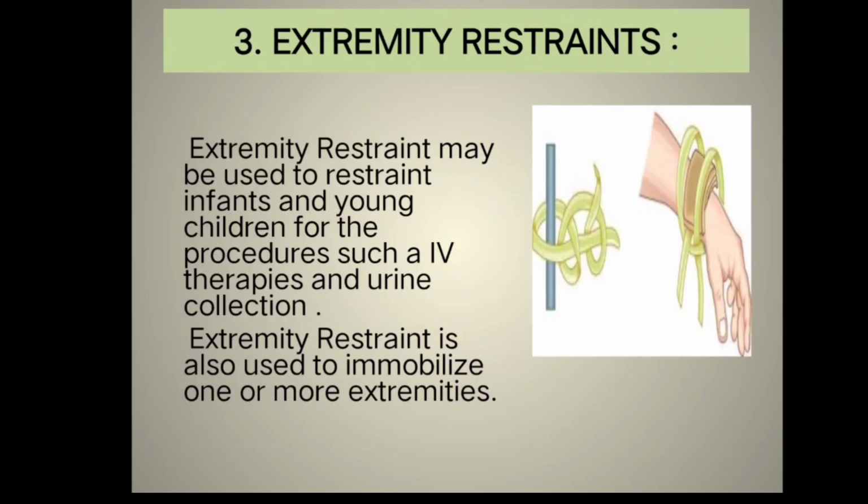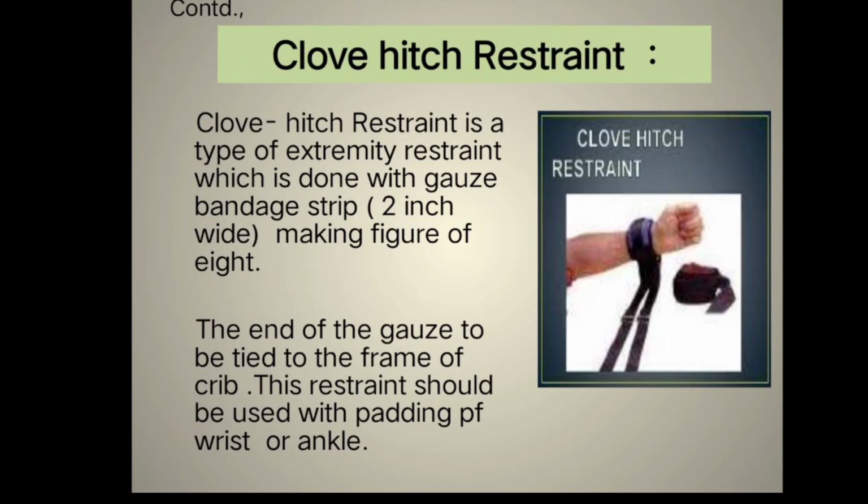Next is the extremity restraint. Extremity restraints may be used to restrain infants and young children for procedures such as IV therapies and urine collections. The extremity restraint is used to immobilize one or more extremities, either upper or lower. If we want to do blood sample collections or blood investigations, we can apply the restraint on the upper extremity to prevent the movement of the hands. In the same way, if you want to collect urine specimens, you can tie the restraints to the lower extremities.